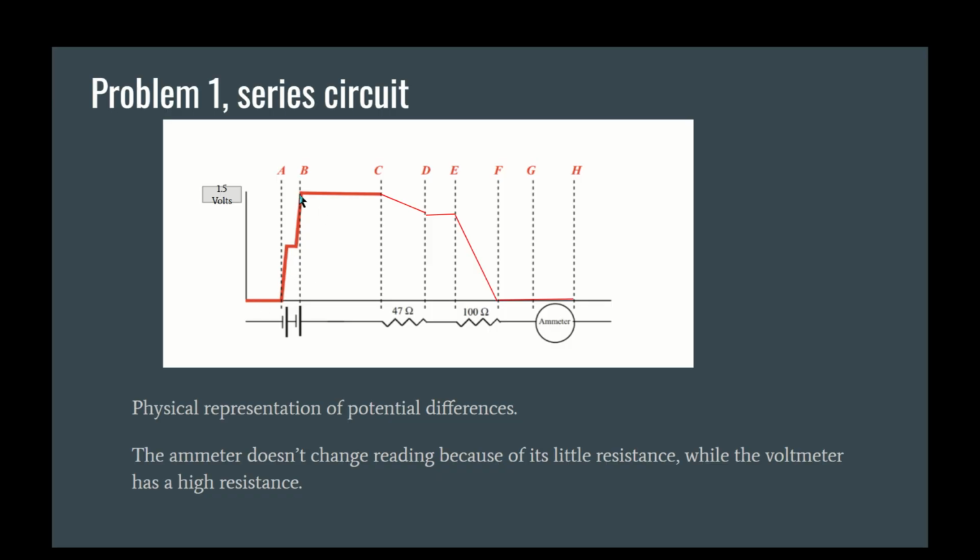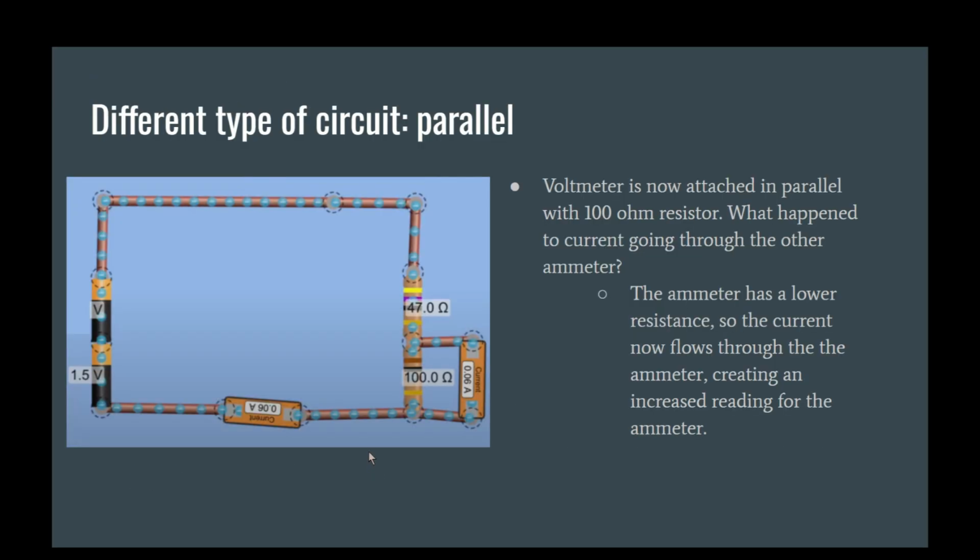This is a physical representation of the potential differences we calculated previously. As you can note, we start at 1.5 volts here, we come across a resistor, so it slightly goes down. It plateaus again here, and then it goes down with the next resistor, and that's why we get 0 around the ammeter. The ammeter doesn't change the reading because it has no resistance, so it stays the same. It doesn't really have an effect here.